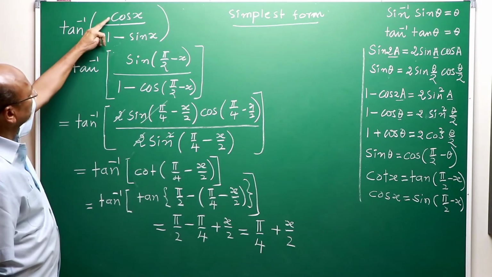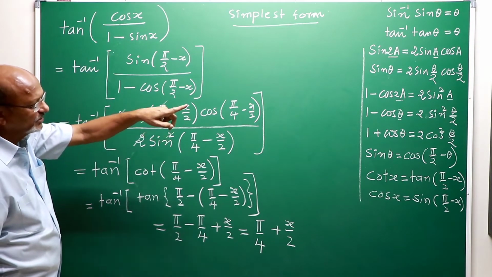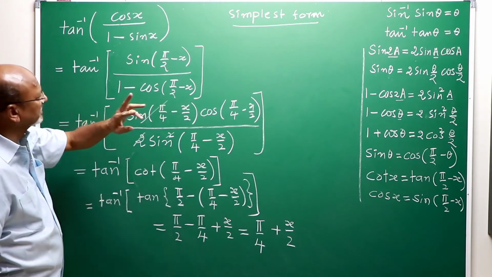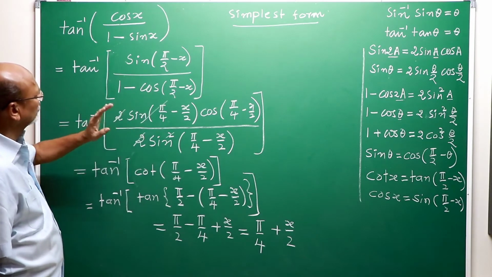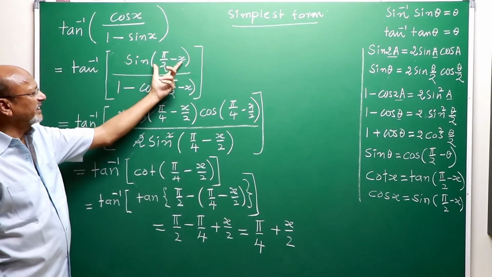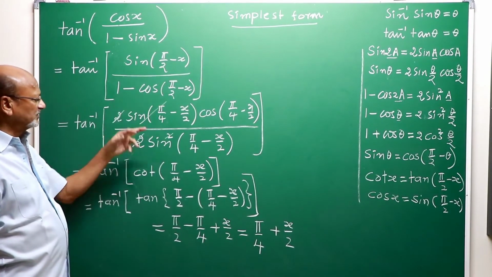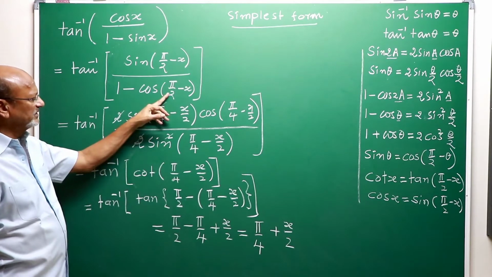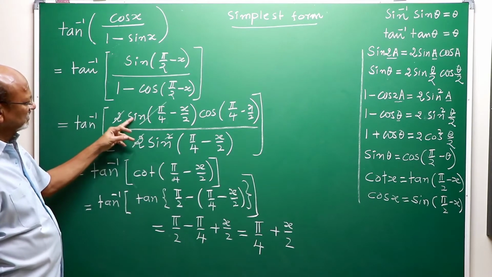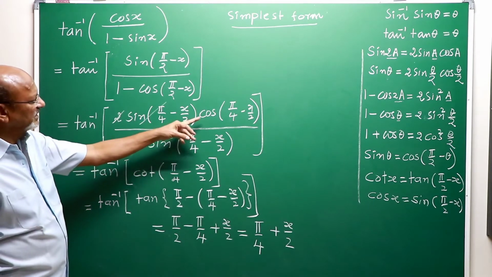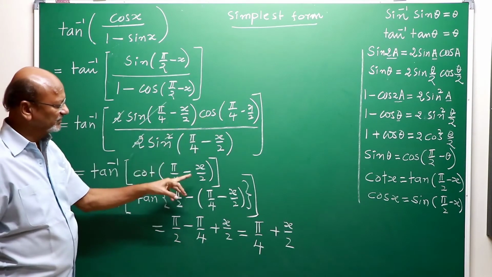What is it? Tan inverse of cos x upon 1 minus sin x. Yes, friends, to use the formula I have written there, change from cos to sin, explained, sin to cos, explained. I don't want to repeat it. Again formula: sin theta is 2 sin theta by 2 cos theta by 2, half of the angle. 1 minus cos theta is 2 sin square theta by 2, half of the angle. Simplify, friends, cut one sin, left with cos by sin. What is cos by sin? Cot. Cot of this angle.